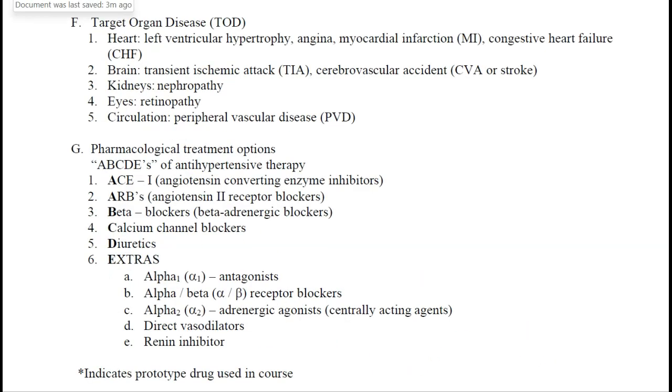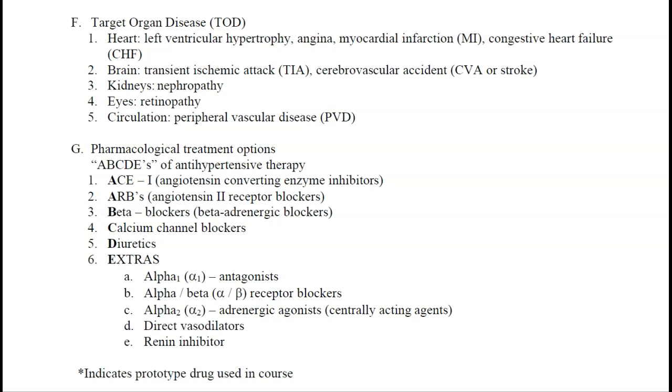Target organ disease, or TOD. When somebody has prolonged hypertension, if hypertension is untreated, it can cause damage to end organs such as the heart, the brain, kidneys, and eyes. What does prolonged hypertension do to the different organs? Let's be specific. When it comes to the heart, it can cause left ventricular hypertrophy, or enlargement or thickening of the ventricular walls. It can also cause angina, myocardial infarction, CHF, or congestive heart failure.